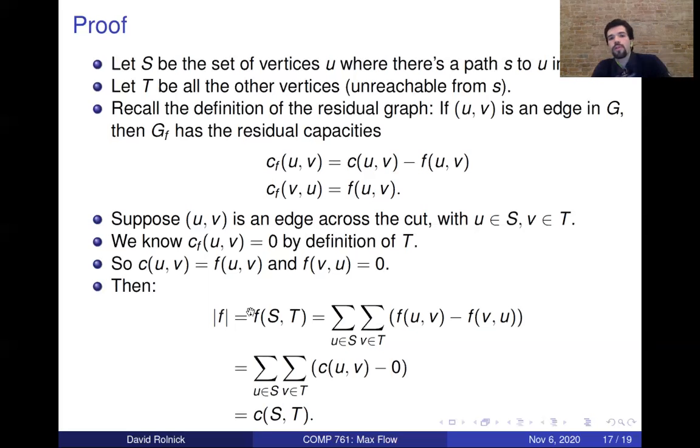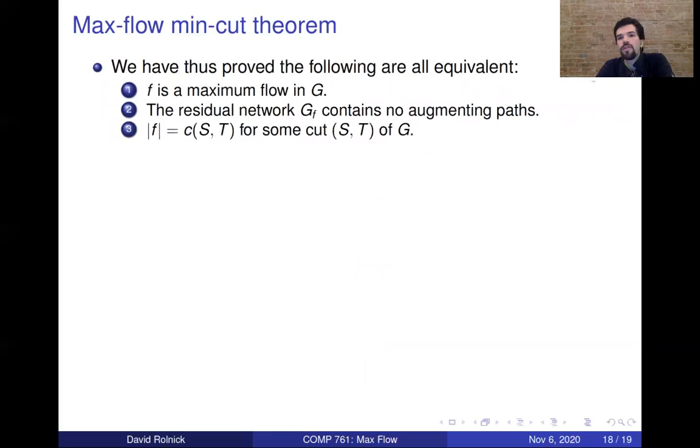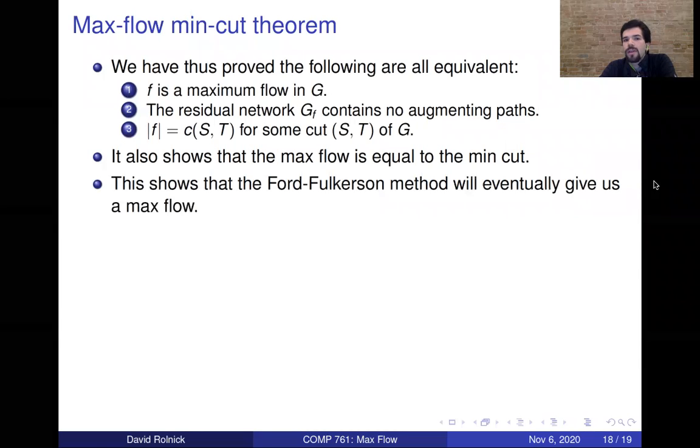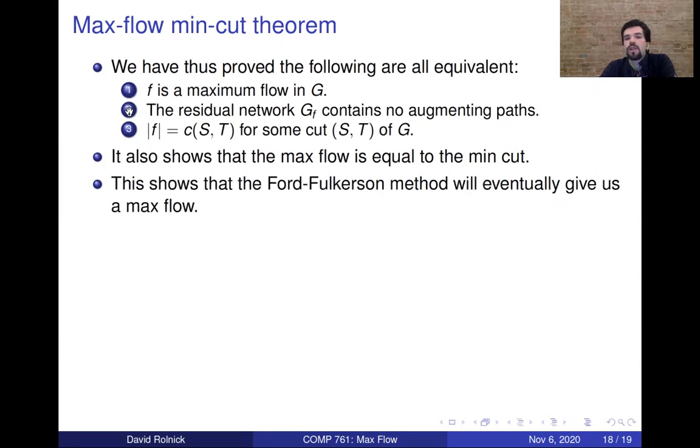Let's go back to what we were trying to prove. We were trying to prove that 1, 2, and 3 are all equivalent. We proved 1 implies 2, 2 implies 3 is what we just proved. And again, we previously proved that 3 implies 1. So in particular, that means that the max flow is equal to the min cut, as we previously noted. 3 and 1, if you just take those two, then you get that max flow is equal to min cut. And if you just take 1 and 2, then it shows that when you don't have any augmenting paths, you found the max flow, so the Ford-Fulkerson method will eventually give us a max flow, assuming that it does converge.